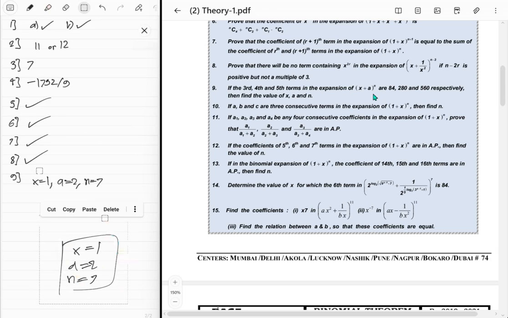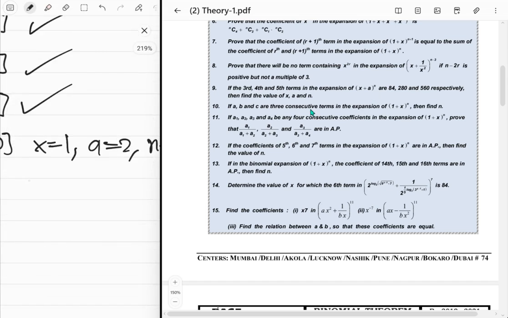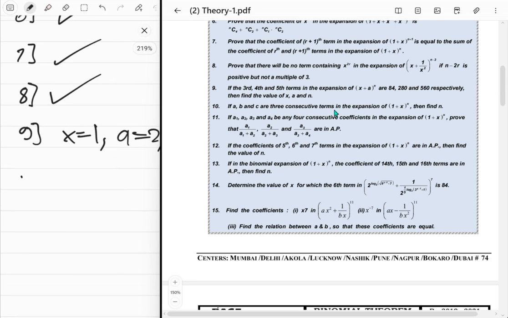If A, B, C are 3 consecutive terms in the expansion of (1 plus x) power n, then find n. 3 consecutive terms in the expansion of, come on. Seriously. It's that kind of thing. I mean, if they were in AP, you could probably do that. It's not.